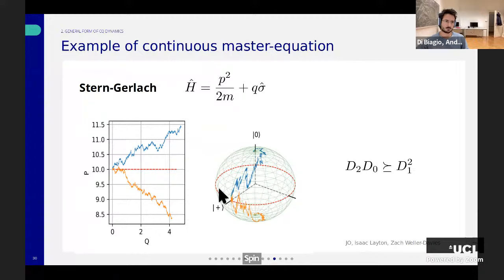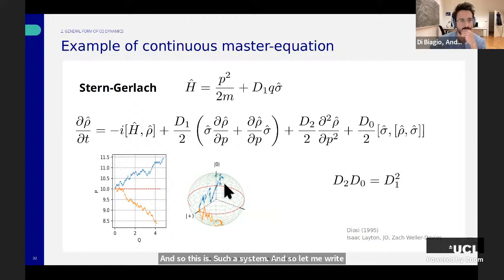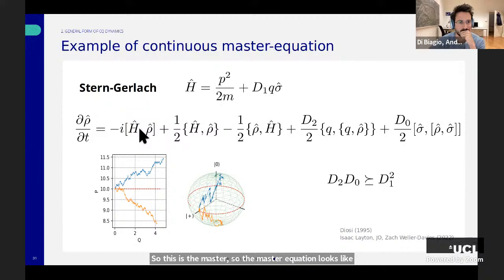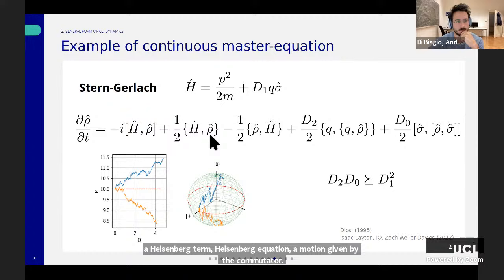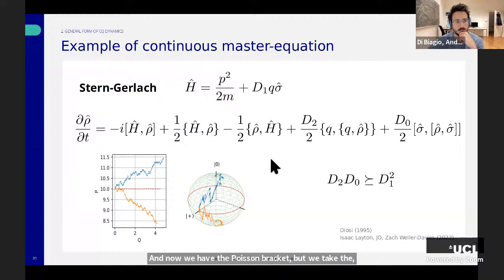And so this is such a system. Let me write down the master equation. The master equation looks like this. We have the ordinary Heisenberg equation of motion given by the commutator. And now we have the Poisson bracket, but we take the, this is sometimes called the Alexandrov bracket, acting on the left and acting on the right. This is the plus field and the minus field. So sometimes it's sourced by the Bra, sometimes it's sourced by the Ket.